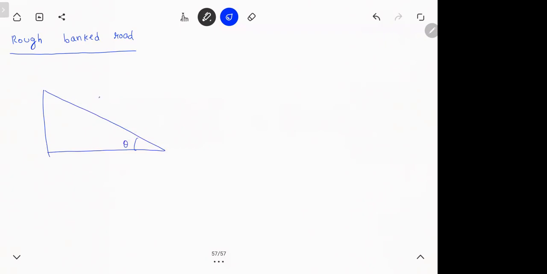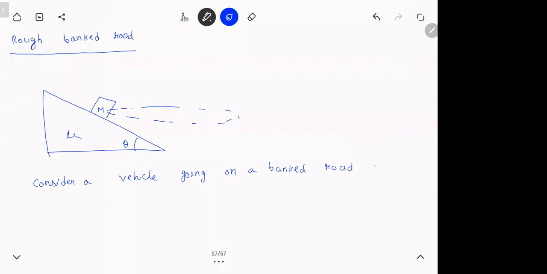So this is theta. We have a vehicle. This is the circle of radius r and this is mu. Copy it down. Mu is the coefficient of friction.